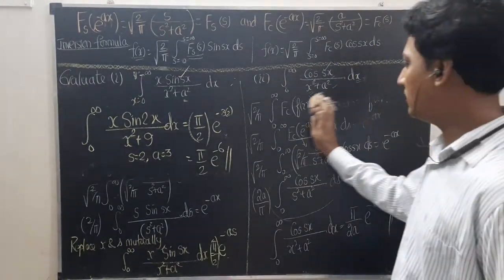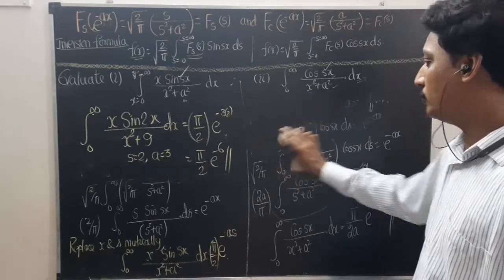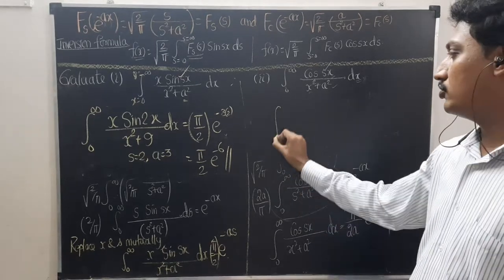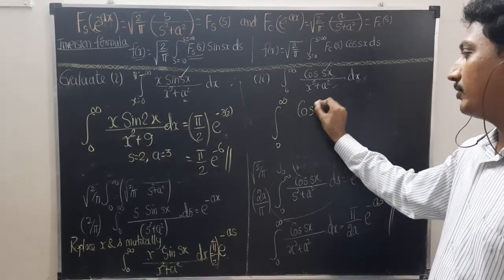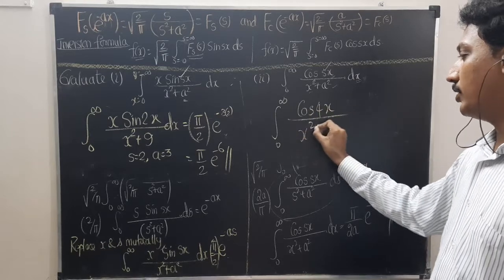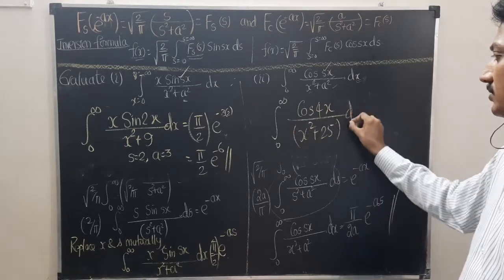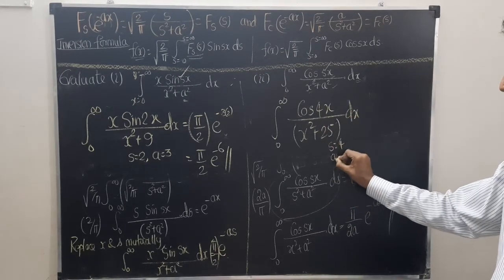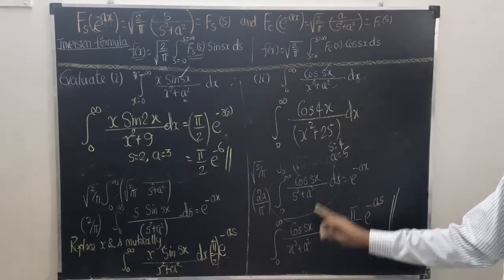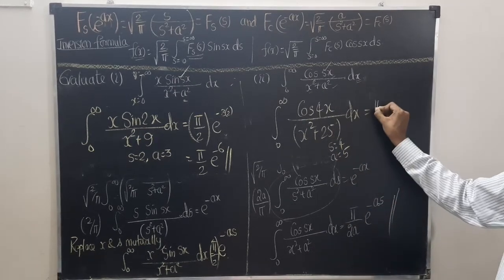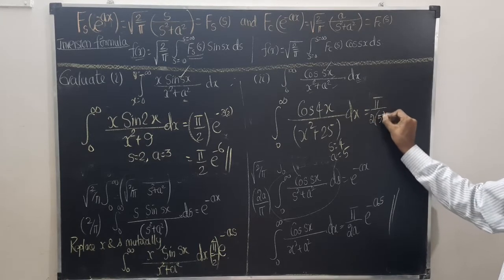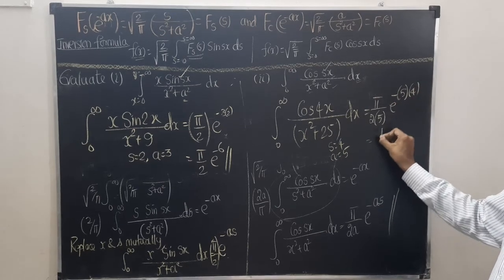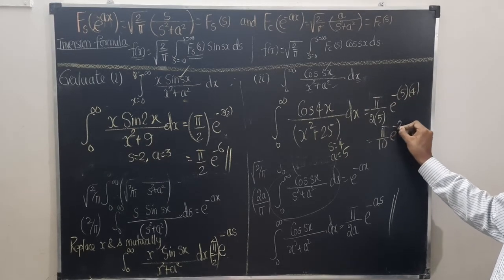Similarly, suppose the question in a competitive exam is to evaluate the value of this integral with options a, b, c, d: cos 4x by x squared plus 25 dx. You can use this technique. Here s is equal to 4 and a squared is equal to 25, so a equal to 5. By using this idea, pi by 2a, that is 2 into 5, e to the power minus as, with a equal to 5 and s equal to 4. So the answer is pi by 10 into e to the power minus 20.